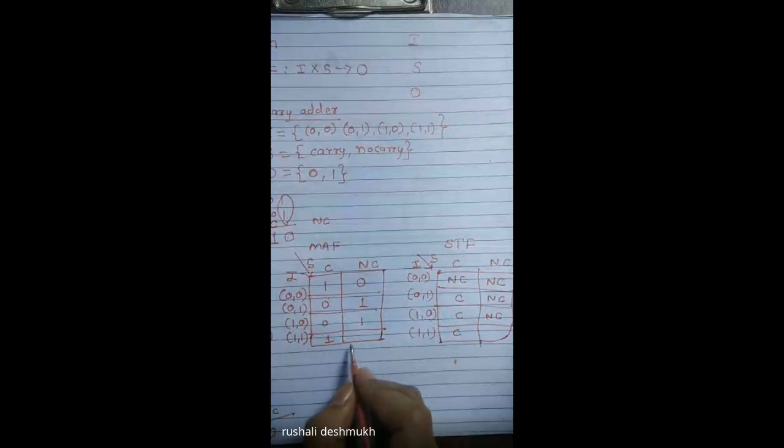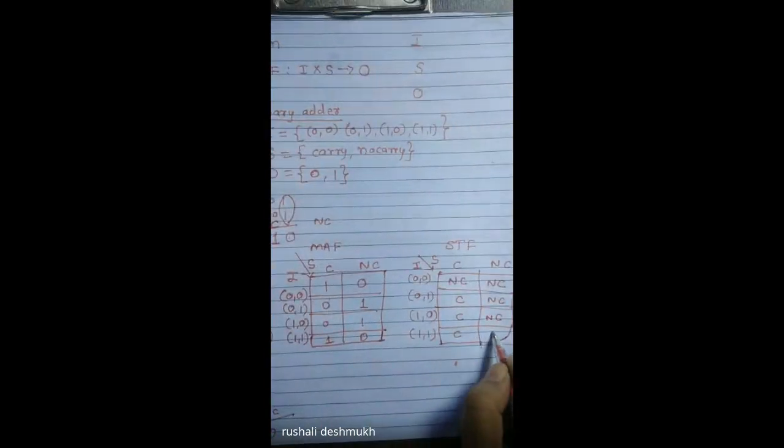Now the last row, 1 1 and the carry. 1 and carry generated, correct? 1 1 and no carry. 0 and carry. Yes, most of the students got the answer. So we completed this table. Is that clear how we got this? Is the example clear? A finite state machine for a binary adder.